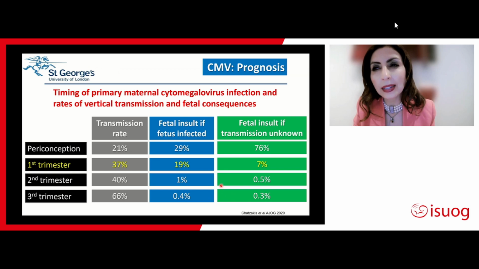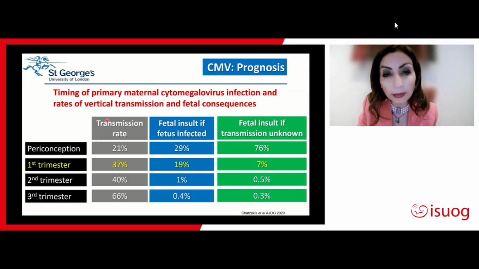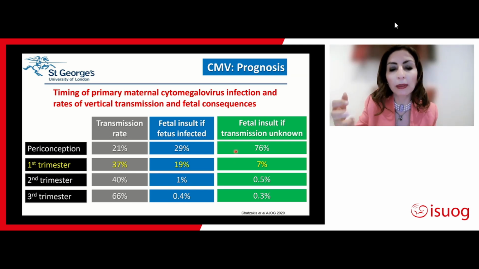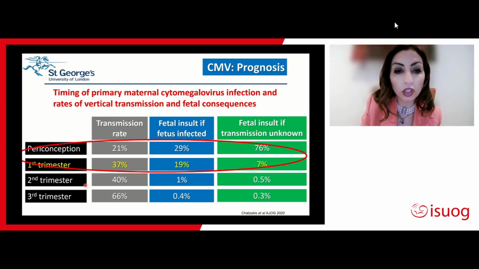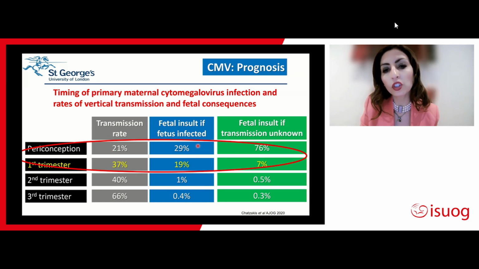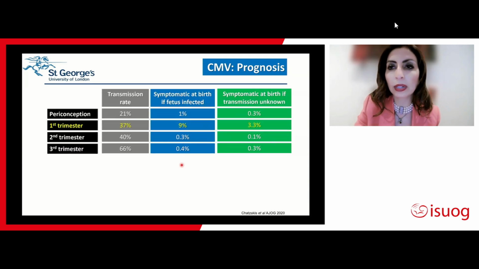So where is the data to support that? Well, see this meta-analysis that looked at the timing of primary maternal CMV infection and the chance of vertical transmission. Here is the gestational age of the infection. See here, this is the transmission rate. The blue is the fetal insult if the fetus is infected, and the green column is if we don't know whether the fetus is infected or not, because, for example, the mother declined amniocentesis. And what you see here is that the chance of transmission is higher, of course, later in pregnancy, but the chance of fetal insult is higher early in pregnancy, in the first trimester, compared to later in pregnancy.